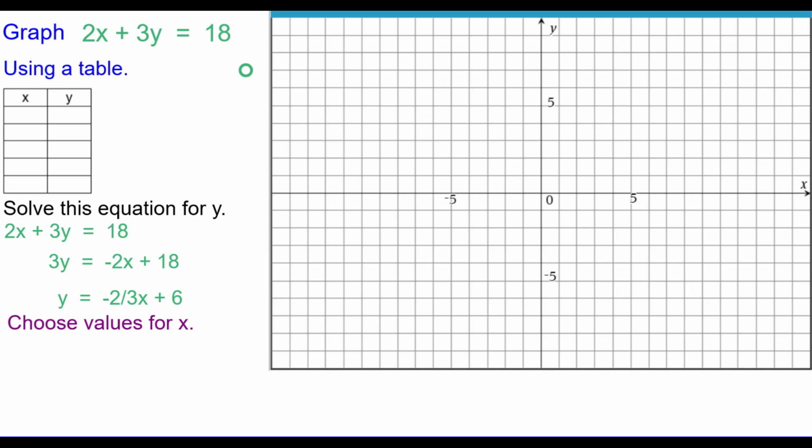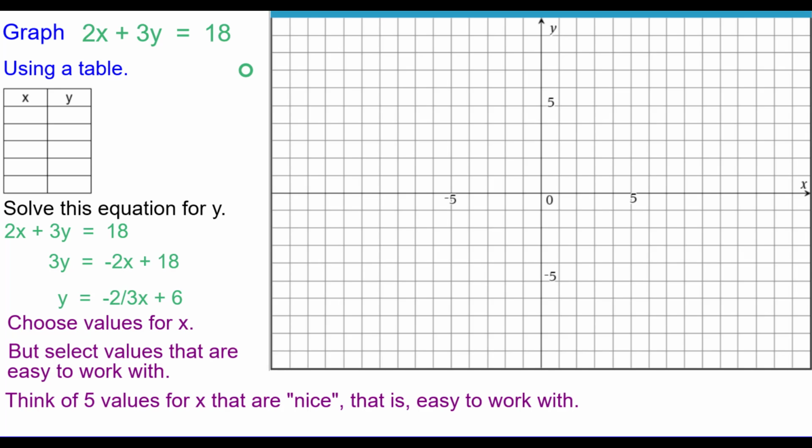So let's go ahead and choose values for x to substitute in to find what y is. But we're going to select values that are easy to work with. So we want you to think of 5 values for x that are nice, that is, easy to work with. So go ahead and pause to answer that, resume when you're finished.